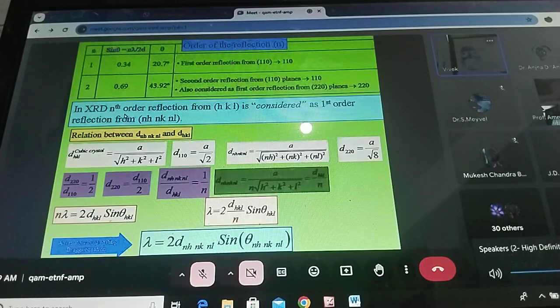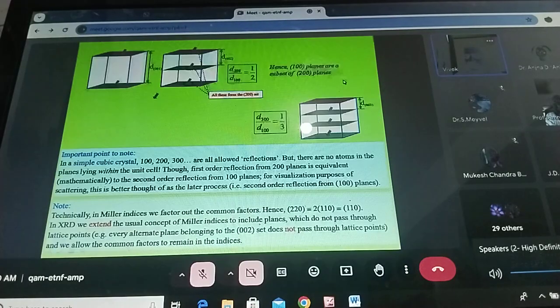In XRD, nth order reflection from HKL is considered as first order reflection from HKL. We have to convert the formula. If it is coming from the 222 plane, we have to convert it into the 111 plane. 222 plane means, if they say your interplanar spacing, if it is your 100 plane or this is your 001 plane, then your 002 plane will come in between. If it is coming as two wavelengths, then I will say it is coming as one wavelength. I will convert it into phase.